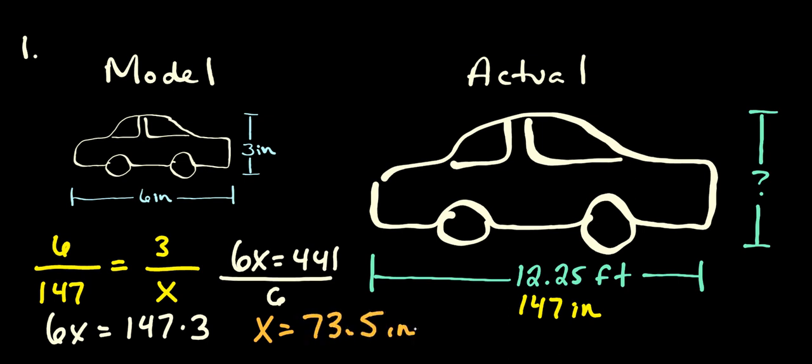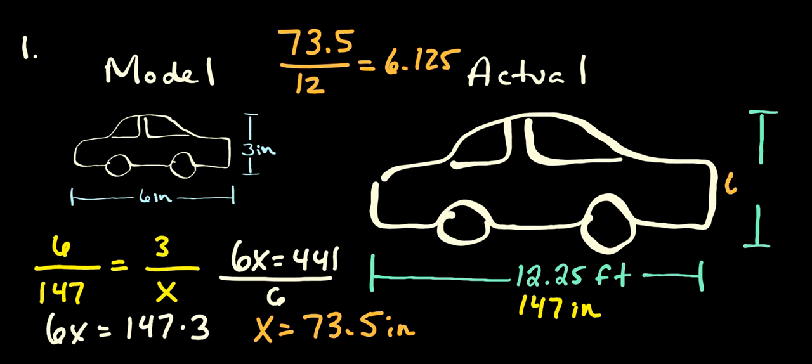Now remember, that's going to be in inches. So what we want to do here is put this in feet, because you typically would talk about the height of a car or the length of a car in feet. And so I'll take this and divide it by 12. So we have 73.5 divided by 12, and that's going to be equal to 6.125. So the height of this car, go ahead and write that in here, 6.125 feet.